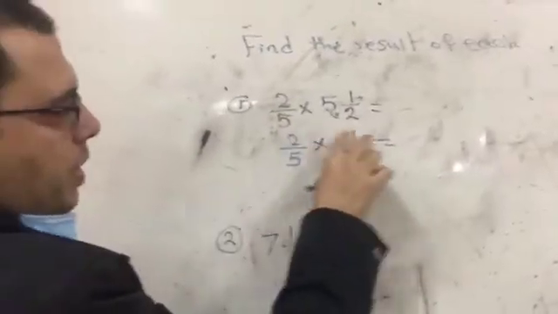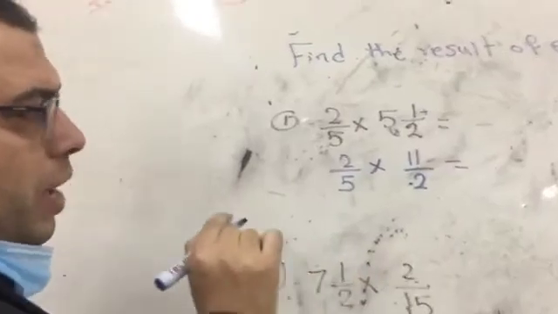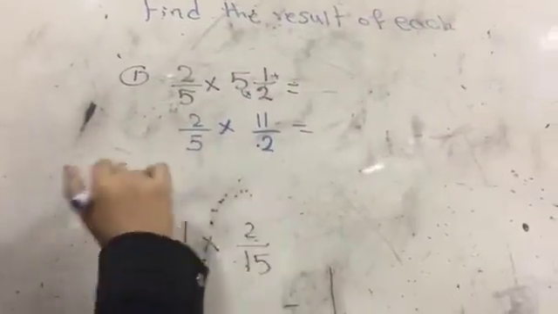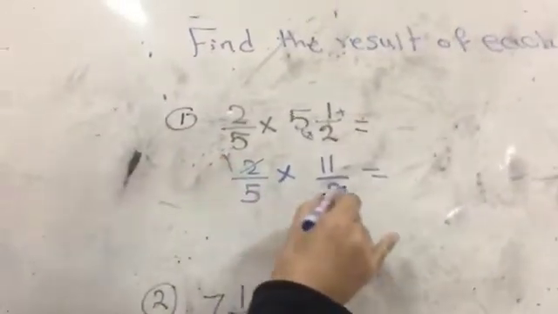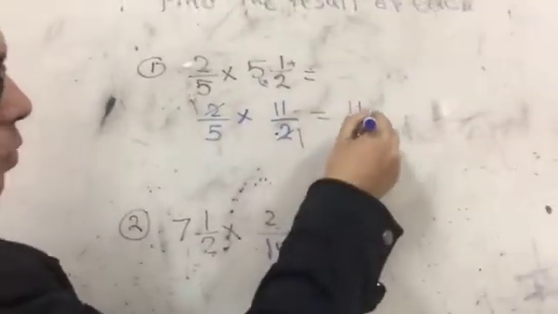Before you multiply 2 times 11, 5 times 2, check if you have a common factor. Yes, here I have a common factor. 2 and 2, the same number. You can divide by itself. Divide 2 by 2, 1, divide 2 by 2, 1. 1 times 11 is 11. 5 times 1 is equal to 5.